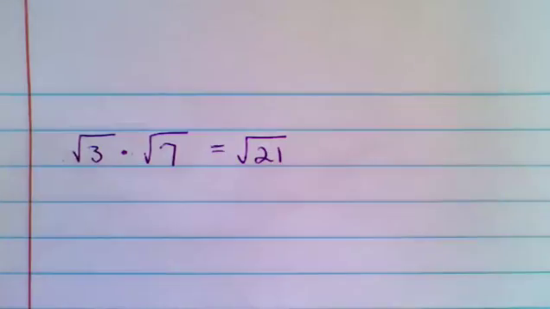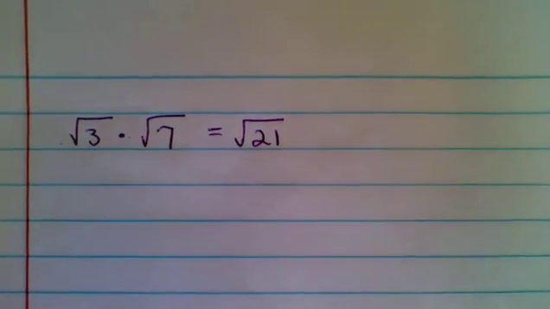The multiplying radicals is really pretty easy as long as the root is the same. As long as the root is the same, you can multiply them. So the square root of 3 times the square root of 7 is the square root of 21. That's really all you need to be able to do.